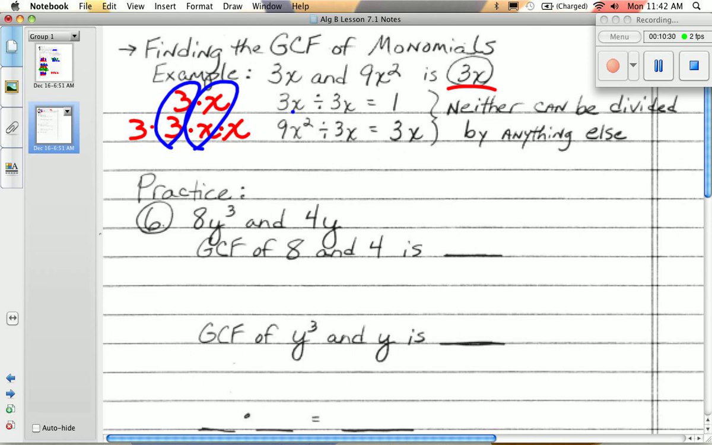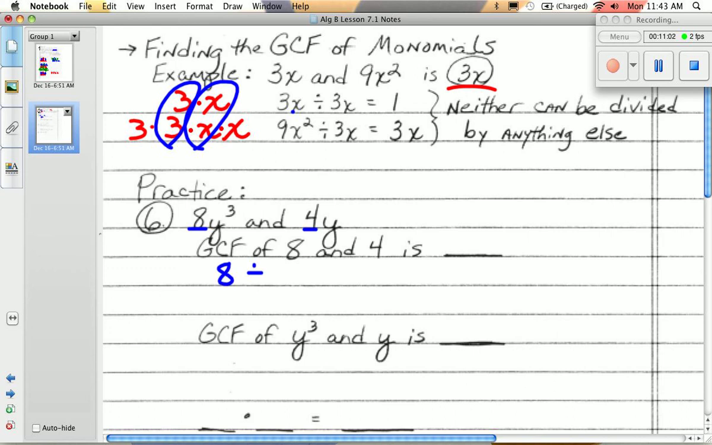2 upstairs, 1 downstairs. 2 take away 1 is x to the first power. Okay, so first thing we're going to decide here is when we do these, we're going to decide what's the GCF of the constant, the number part, the multiplication that's got just the number part, and then we're going to GCF the variable part, and then we're going to put our answer together. So we're going to GCF the 8 and the 4 to start with. So what's the GCF of 8 and 4?